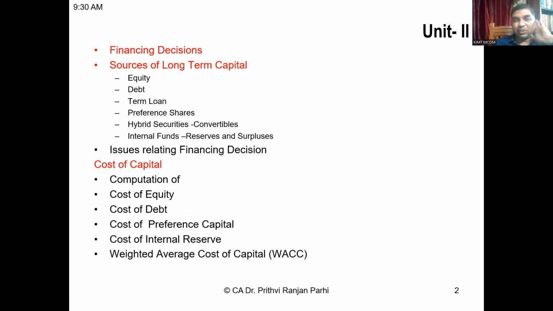Now, next part is the cost of capital. We'll be understanding how to compute cost of equity, cost of debt, cost of preference, etc.